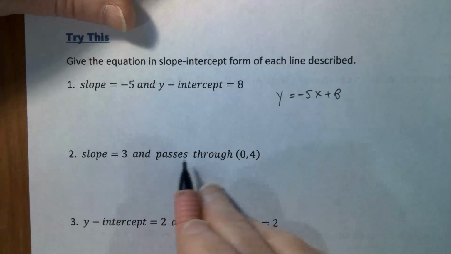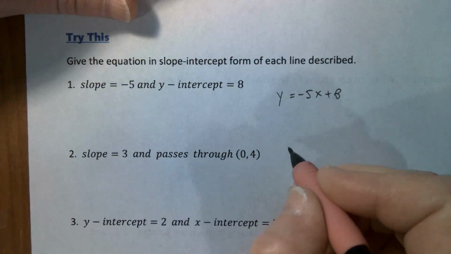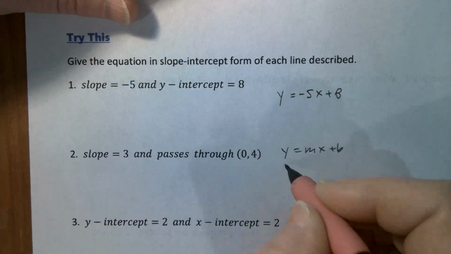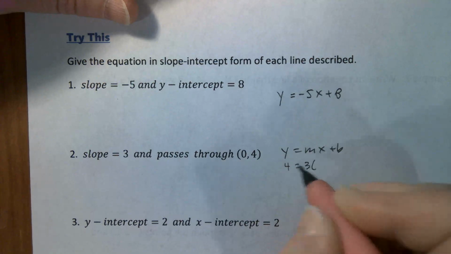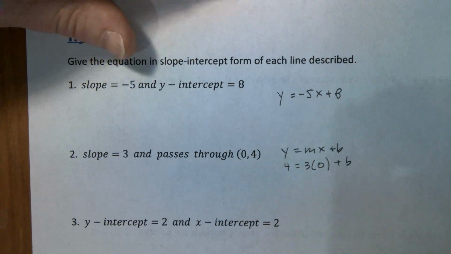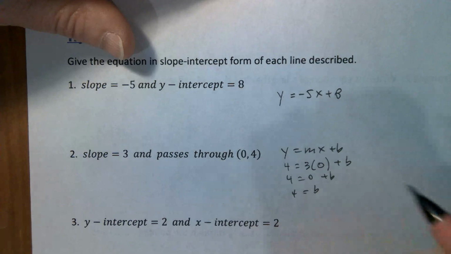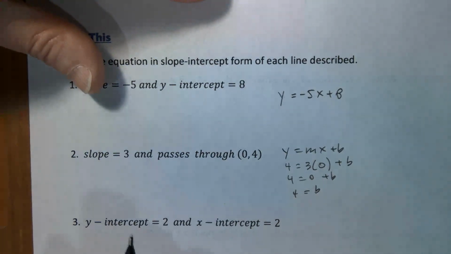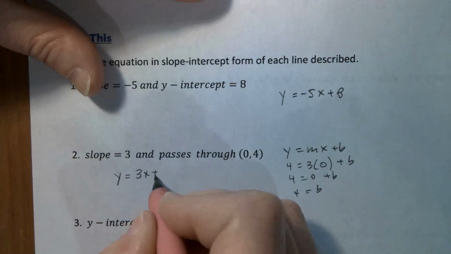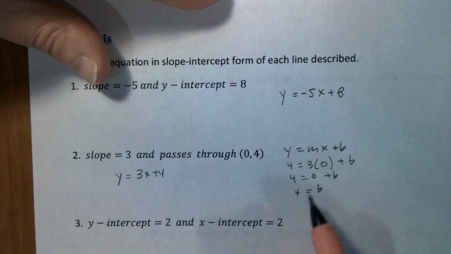This time they give us a slope and they give us a point that it passes through. So I'm going to have y equals mx plus b. Here's my y. My slope is 3. My x is 0. And I'm going to use this to solve for b. So 4 equals 0 plus b. So b is equal to 4. So my equation would be y equals 3x plus 4. Okay, so I just took these three things and plugged them right in to find b.